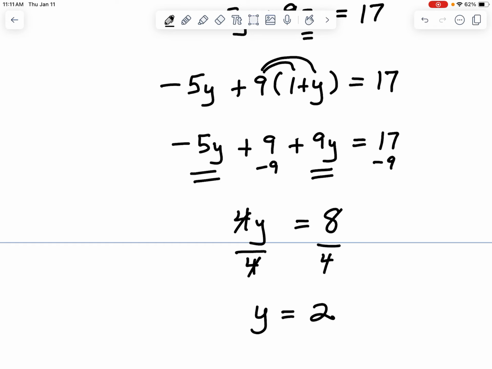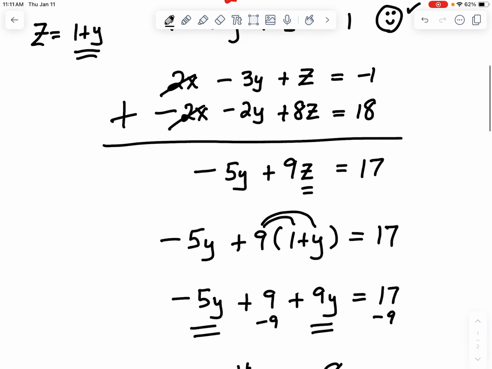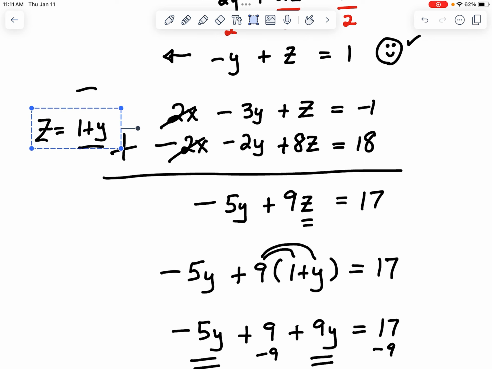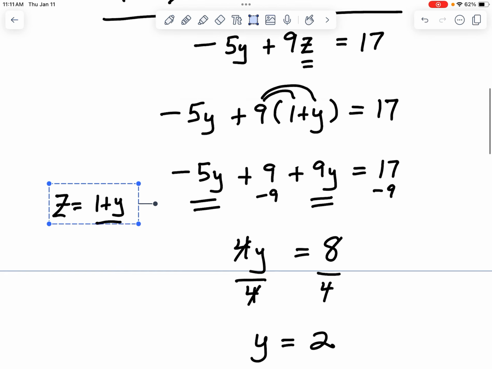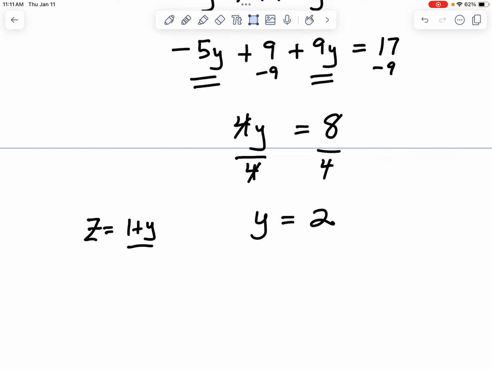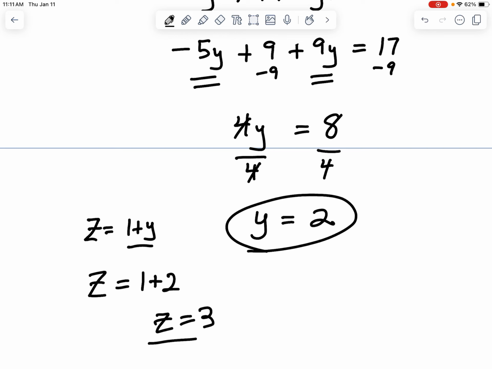Okay, that's good news. Then what about z? So then I can just use this equation where I already solved for the z and move that down here. And then if y is a 2, that means that z will be 1 plus y, or 1 plus 2, so z is equal to 3. So we have what y equals, we have what z equals. Now I just need to find out what x equals.